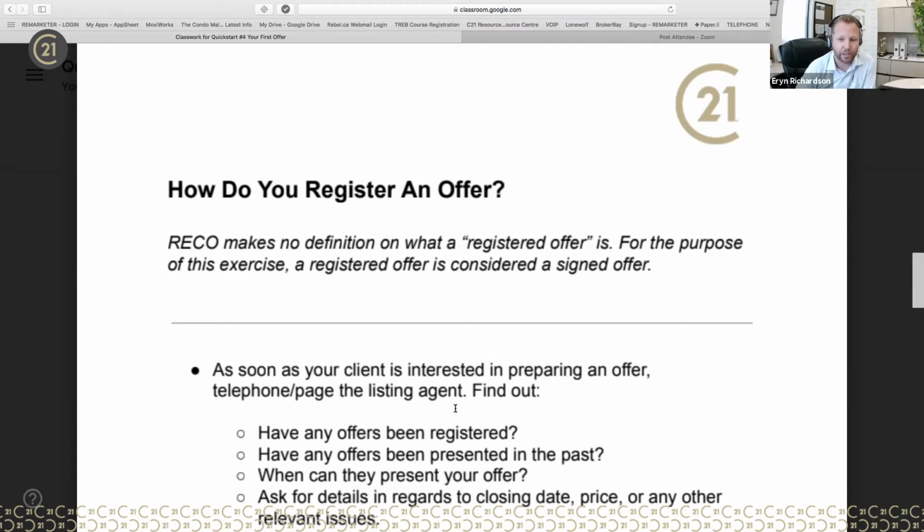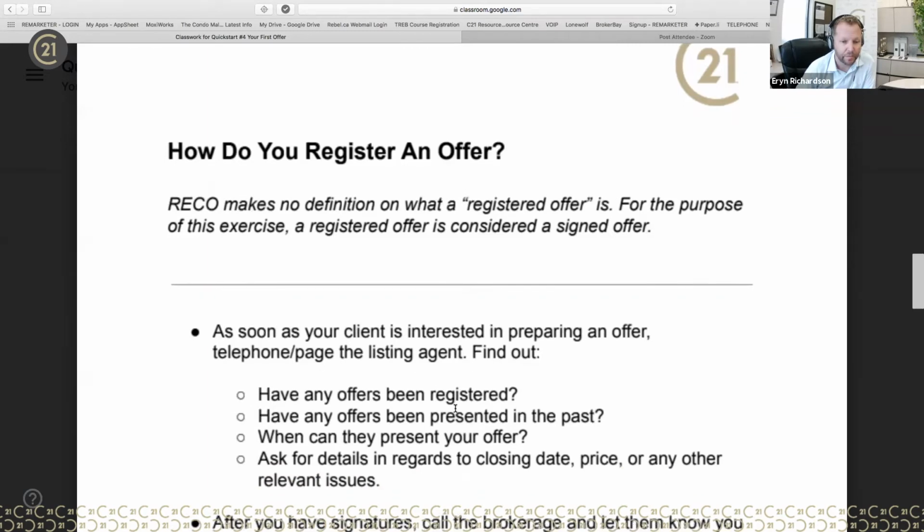Now, I want to let everyone know that the term registered offer or registration has no definition from a RECO standpoint. So if somebody ever went to RECO and said, well, they registered the offer, they called me and said they had an offer. There's no registration system that is consistent throughout our market, nor is it regulated. So keep that in mind, because when you do register an offer, essentially what you're doing is you're telling people that you have a signed offer. You should be, but again, there's some tips and tricks there. I'm going to talk to you a bit about this.